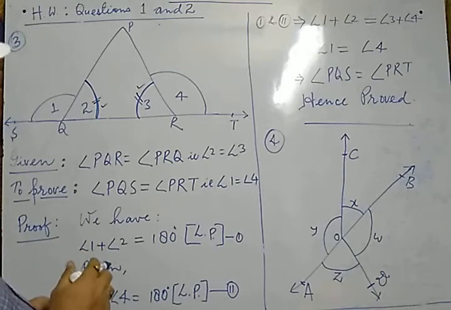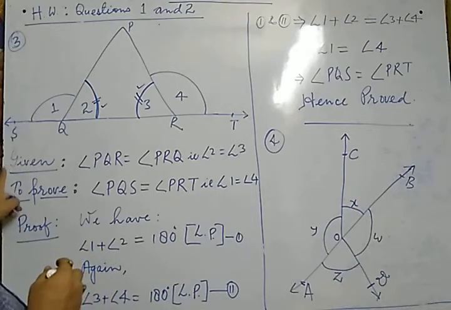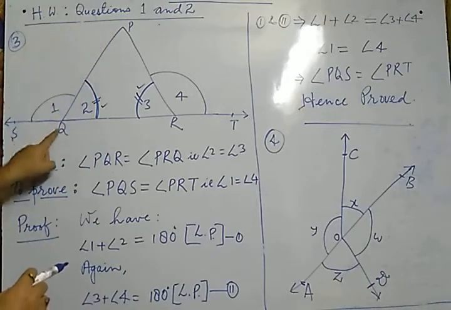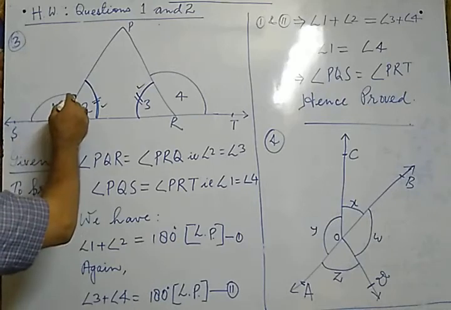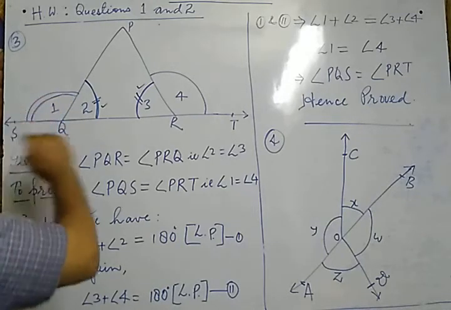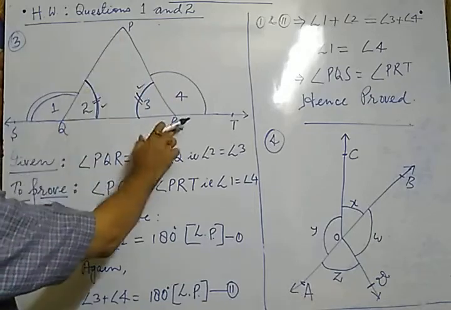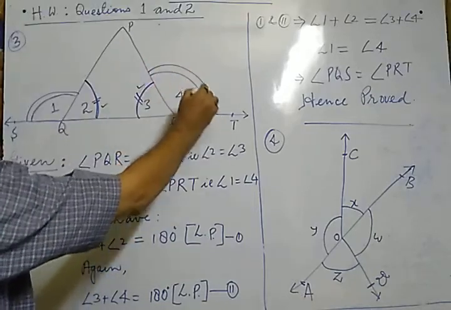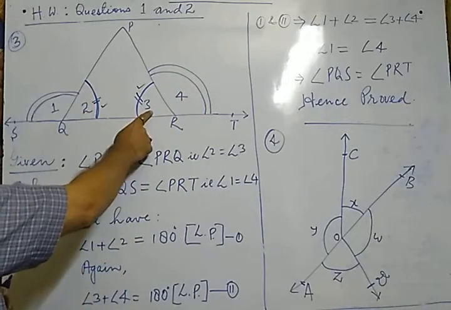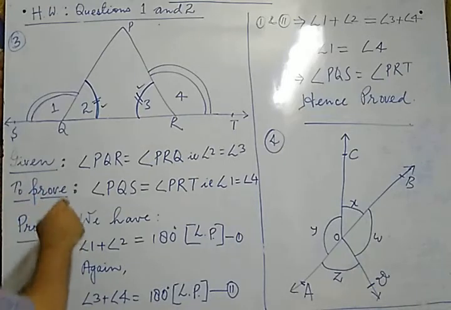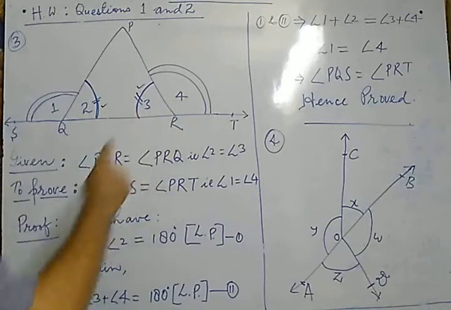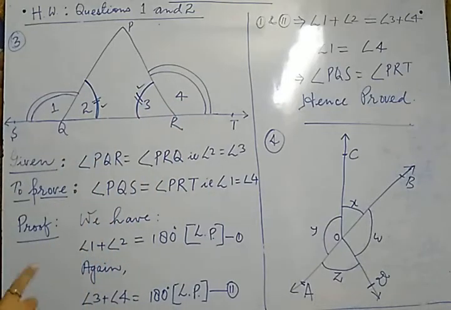Then what do we have to prove? Under the heading 'to prove', what will be noted down? Angle PQS, this angle, equals angle PRT, this angle. What is given? This angle 2 equals this angle 3. So we have to prove that this angle is equal to this angle. This is the question. How to solve?